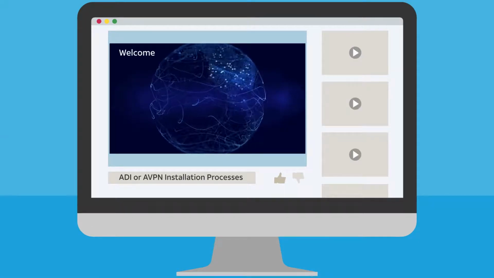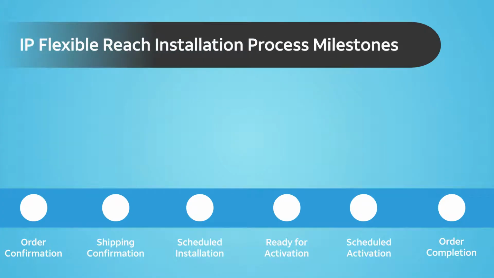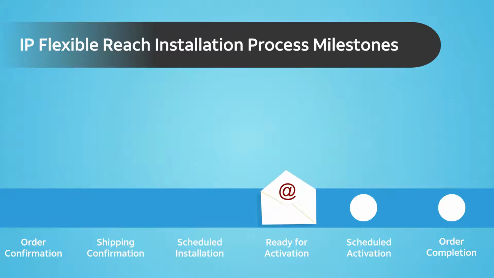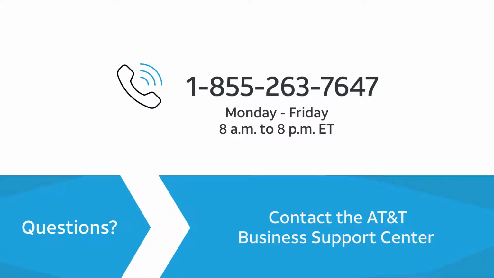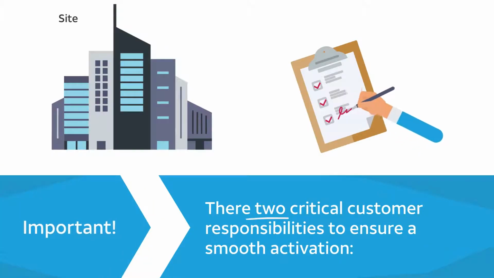The IP Flexible Reach installation process has several milestones for which you will receive email notifications as they are achieved. At any time during this process, if you have questions, please contact the AT&T Business Support Center. Our representatives will be available to help you out during business hours. There are a few important responsibilities that you need to take care of to ensure a smooth activation.